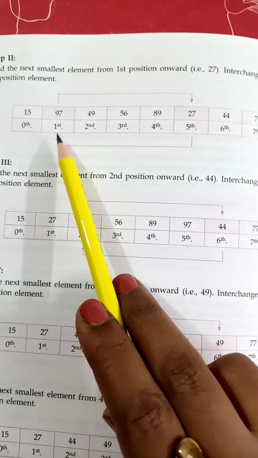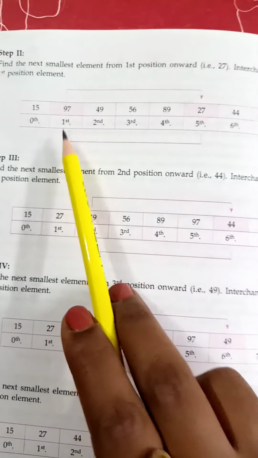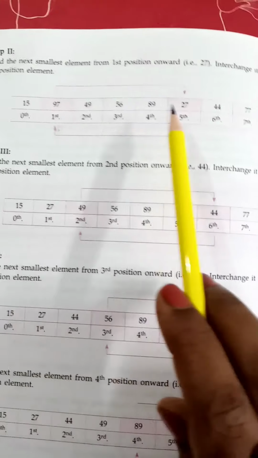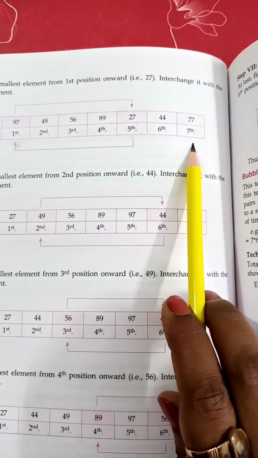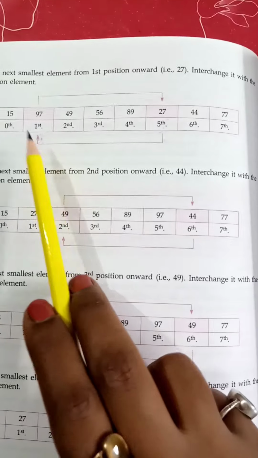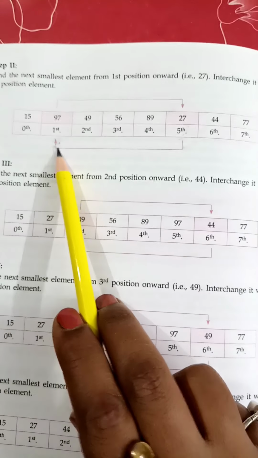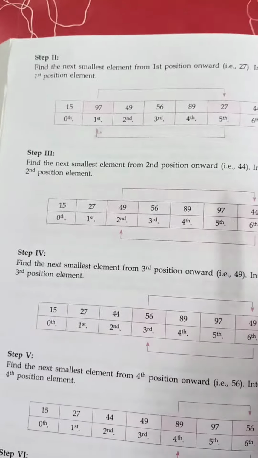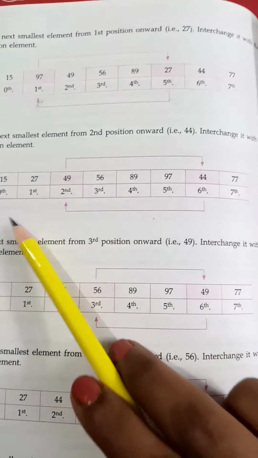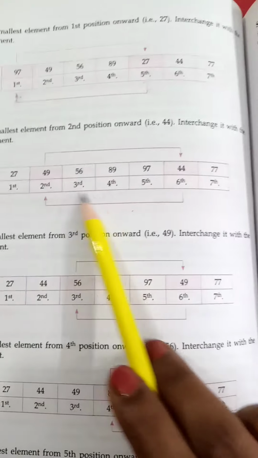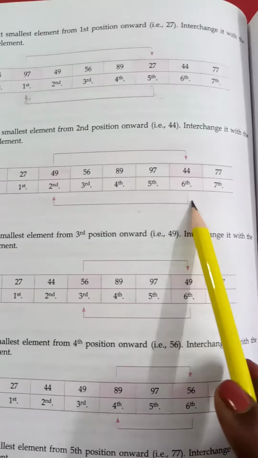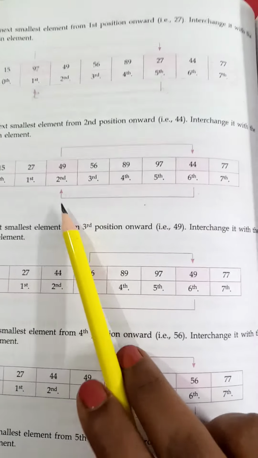The smallest we have already got. Now we have to find the second smallest. After finding the second smallest, we will interchange it with the first position element. In the third step, we will start with the next element, find the third smallest, and interchange it with position 2.